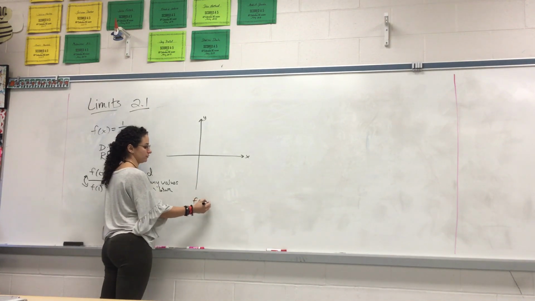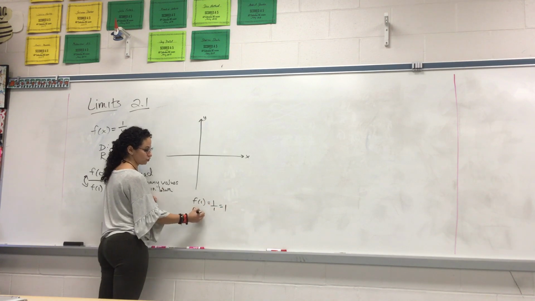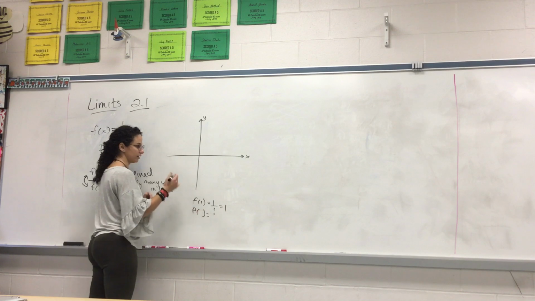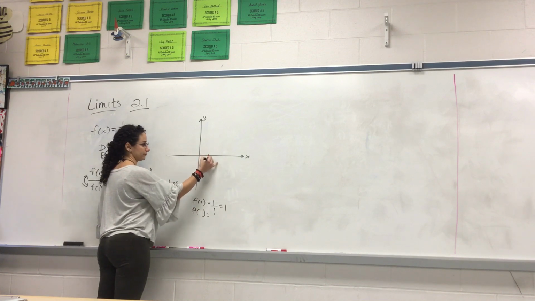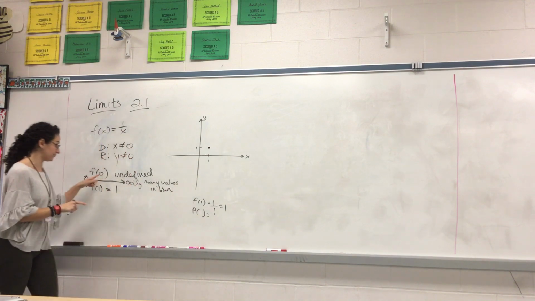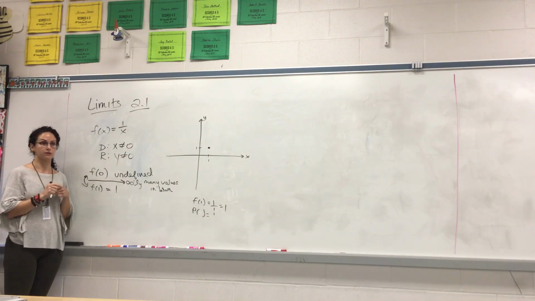And I could plug in numbers, right? I could do f of 1, which would be 1 over 1, which is 1. I don't want to do 2. I want to get close to 0. I want to know what's happening, because if there's infinitely many values in between 0 and 1, I want to talk about what they're looking like.